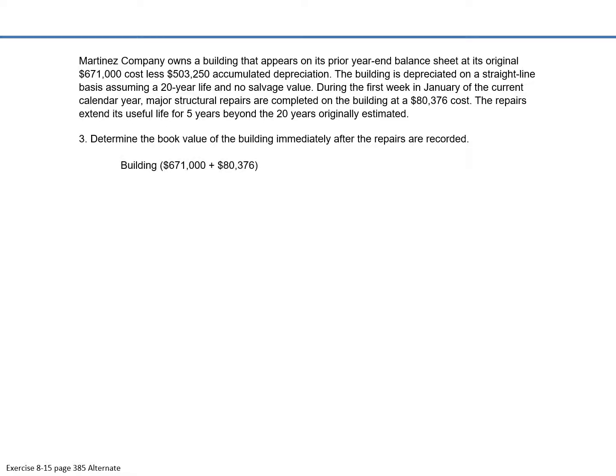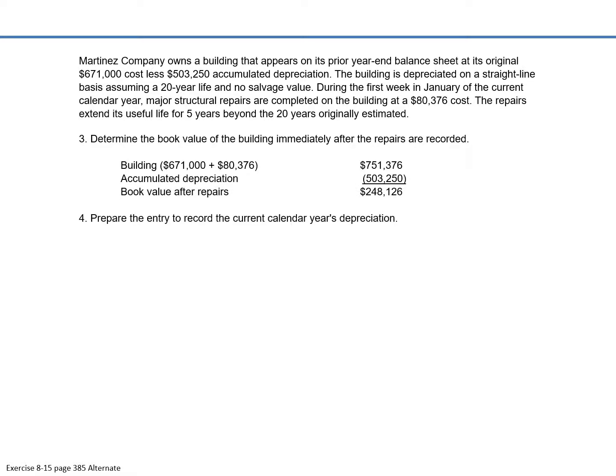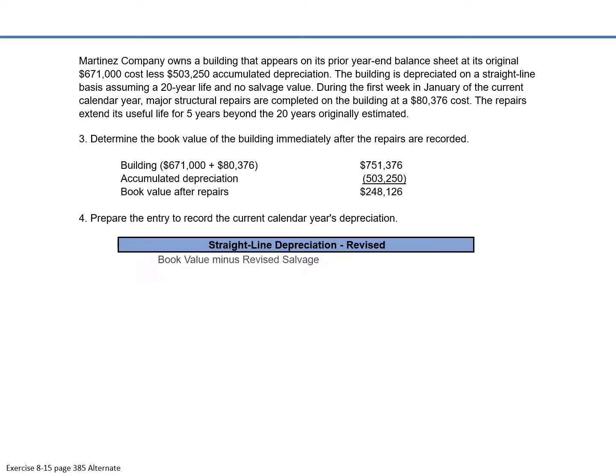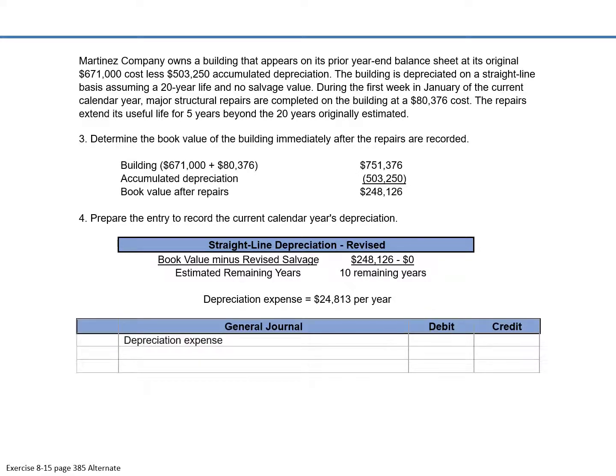So we have 671 plus our repairs, 751,376. Less our accumulated depreciation is our new net book value, right? So the current year depreciation is going to take our new net book value minus salvage, which is 248,126 divided by 10 remaining years, 24,813 per year, right? So we're going to debit depreciation expense and we're going to credit accumulated depreciation.